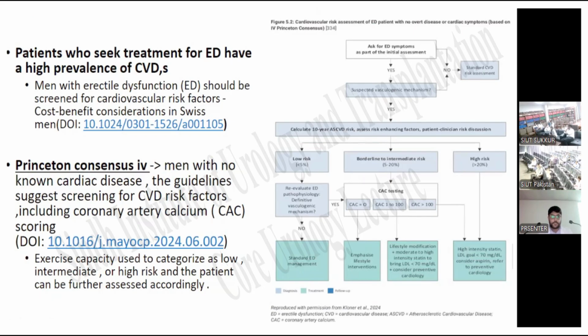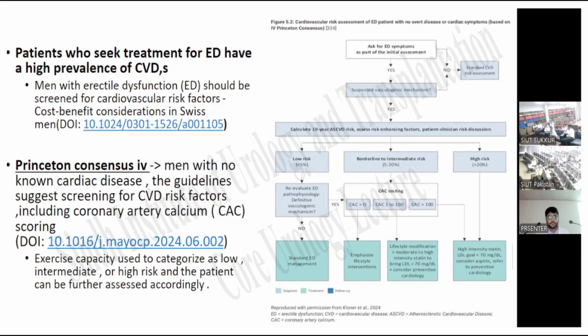So in the guidelines, previously it was the 2 and 3 consensus, which have a different type of guidelines that need to be followed, and now in the Princeton 4 and the recent EAU guidelines, it is saying that patients जो आपके पास आए, उनके पास अगर कोई cardiac history ना हो, तो उनको तो जरूर आपने screen करना है for the cardiovascular risk factors के लिए, because it has a very high prevalence rate of having ED.